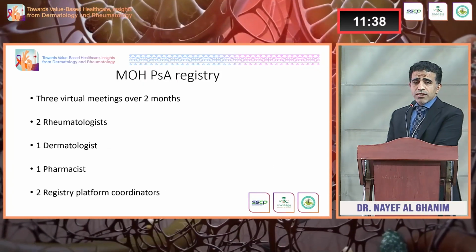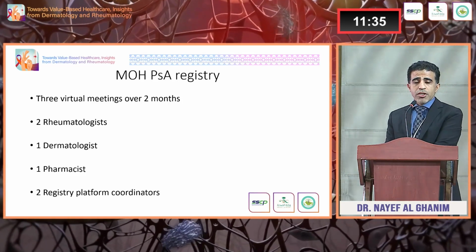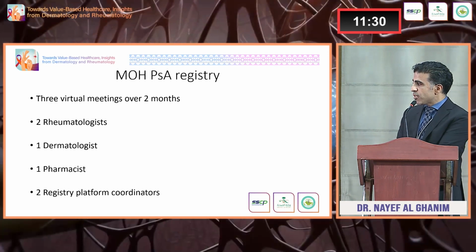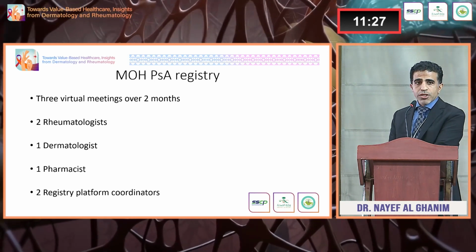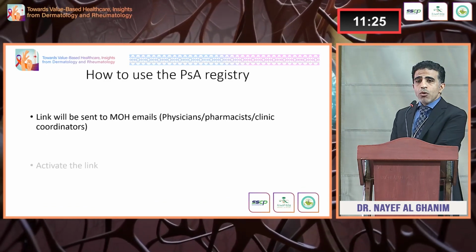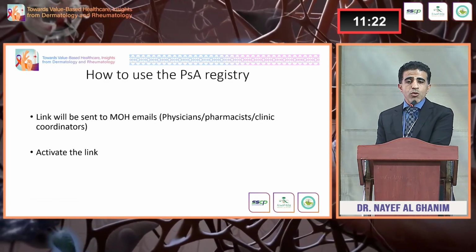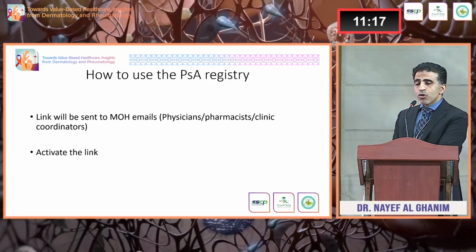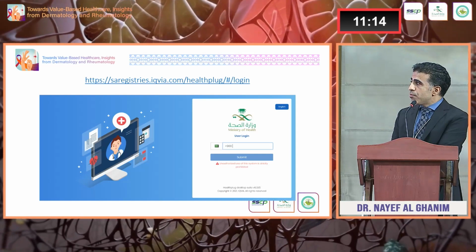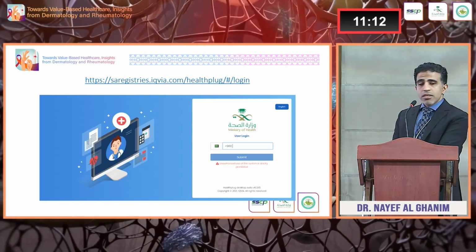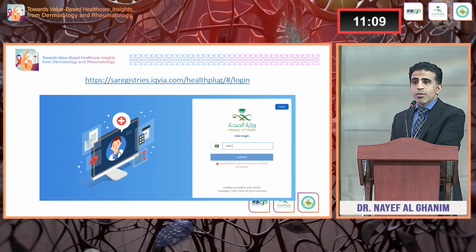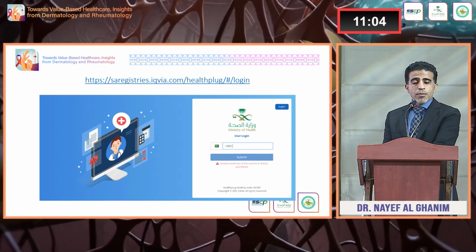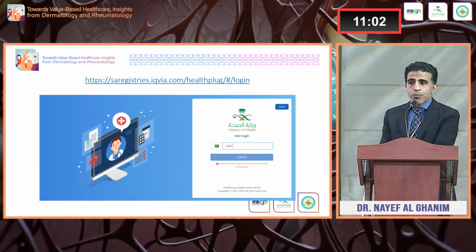So the registry was made through virtual meetings. We had 3 virtual meetings over 2 months. It included 2 rheumatologists, 1 dermatologist, 1 pharmacist, and 2 registry platform coordinators. Once the registry is launched, a link will be sent through the MOH email to all the physicians, and you will be asked to activate the email. Once you activate the email, you will have this page. You will have to enter your phone number. You will receive a code of six numbers. Then you will be asked to create a new password.